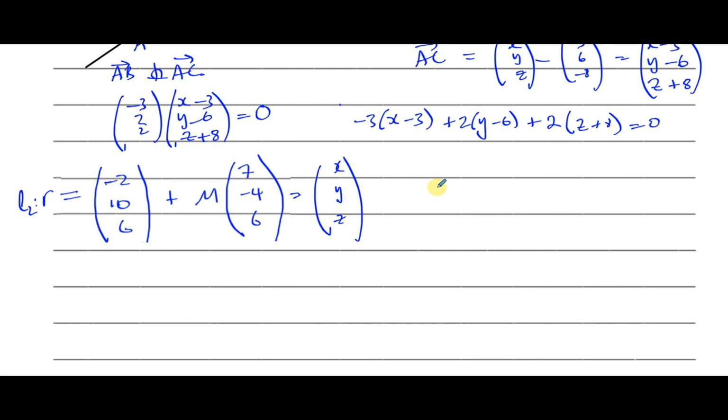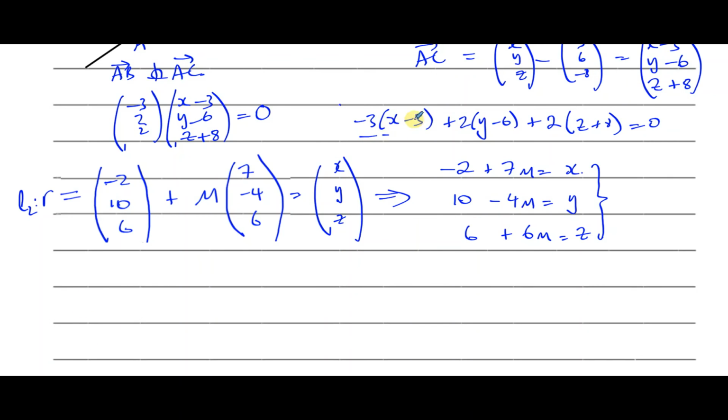Minus 2 plus 7 mu is equal to x, and also 10 minus 4 mu is equal to y, and 6 plus 6 mu is equal to z. Now I can combine these 3 equations with the equation over here and solve them simultaneously. I'm going to take the x I found in this equation and replace the x in the equation above with that, same with y, same with z, and I'll have one big equation with mu as the only unknown. I can find that value of mu for which we get to point C. So I'm going to do that now.